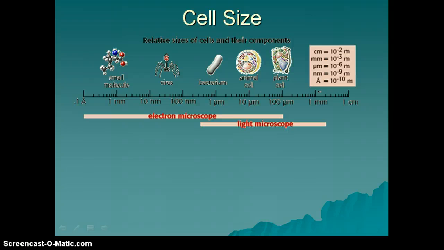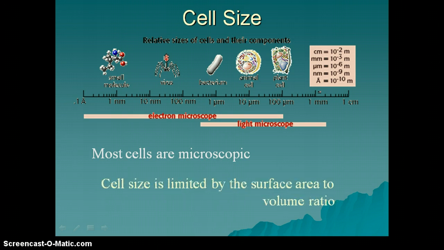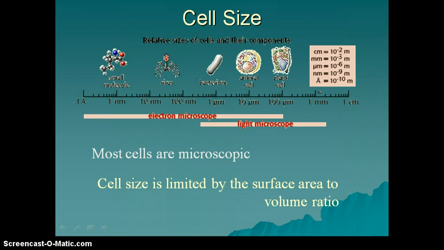All right, and then if we look at cell size, cells are microscopic. And you can see here an example of different types of cells and what you can use to see them. So a light microscope allows you to see plant cells and animal cells, which we will be doing in lab later on. Bacteria, some of them can be seen with a light microscope, and then even smaller things like molecules and viruses need an electron microscope to see those. So overall, cells are microscopic.